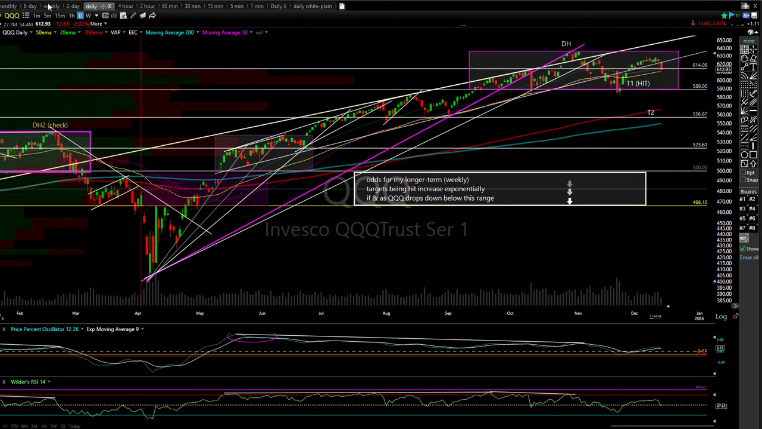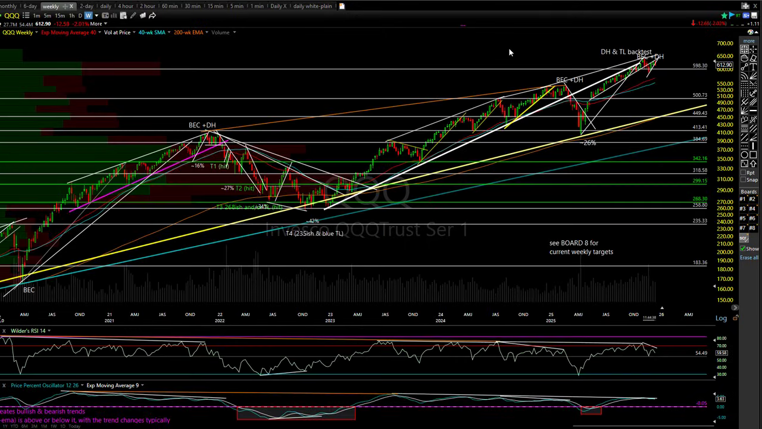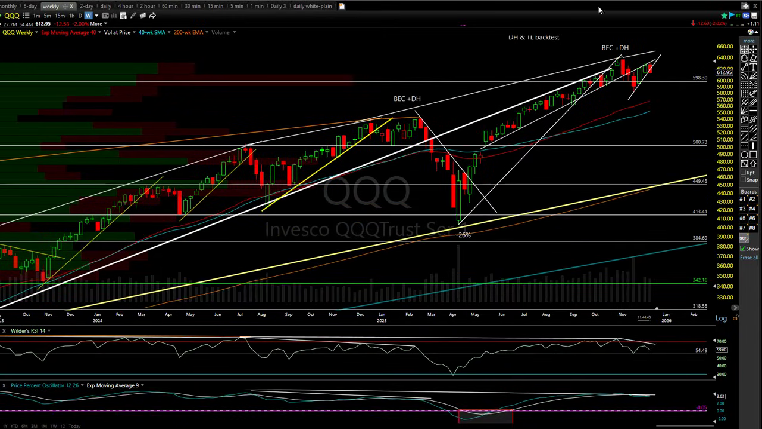Then you have the weekly charts, and again, as I've showed you, we put in a bearish engulfing candle back here in late October. Still, so far, it is marking the top. Like I said, one strategy when you see a bearish engulfing, you can take the short and set your stop above it.